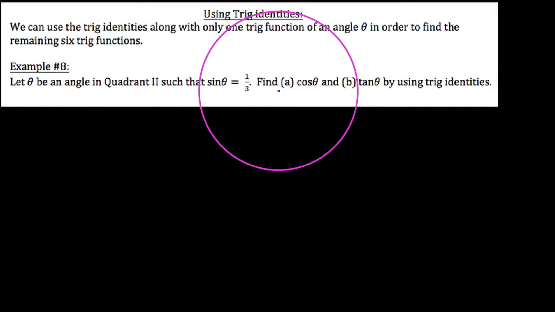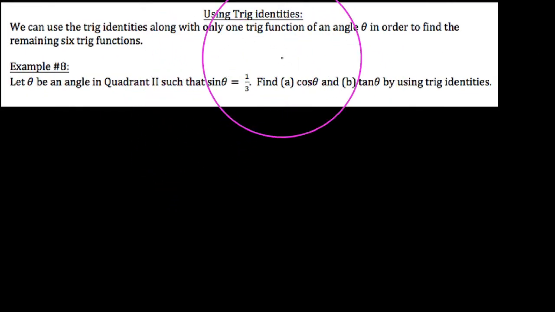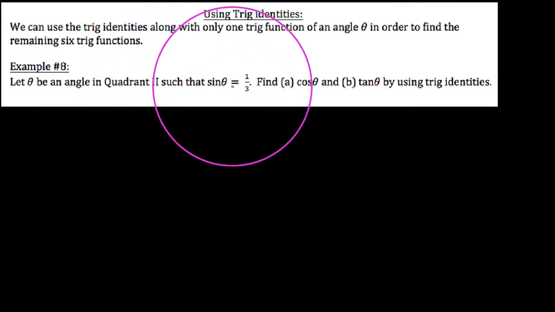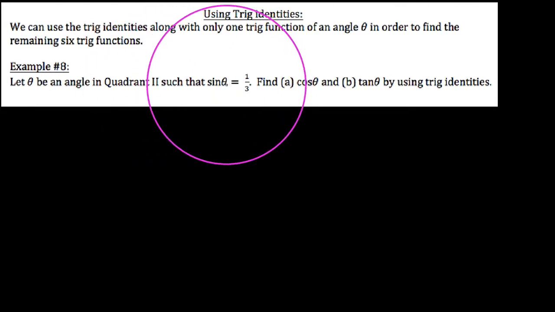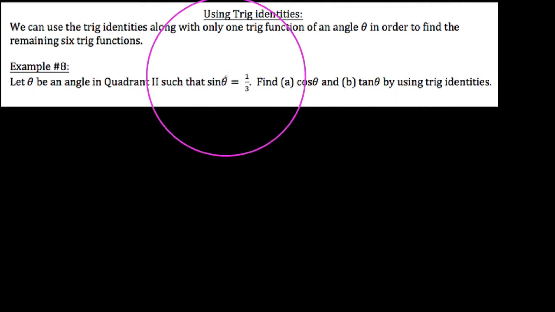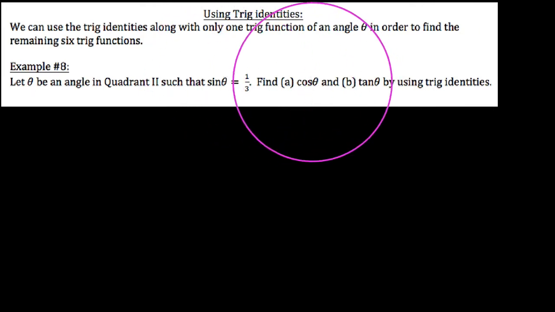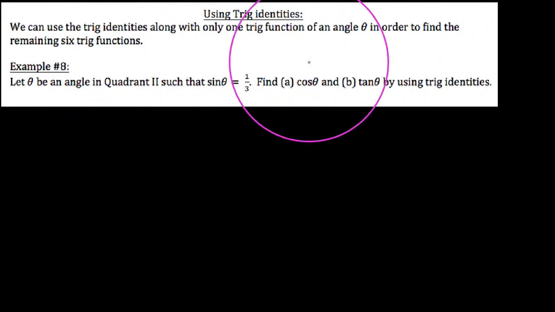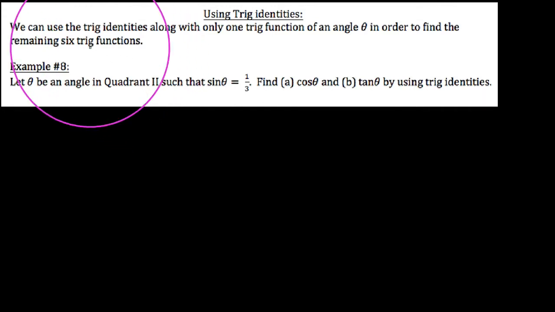This is, I'm happy to say, a very quick video on using trig identities in order to know the value of the trig function of an angle and find other values, or remaining values, or just desirable other trig function values of that angle. So what we're going to do is use identities along with only one trig function of an angle theta in order to find the remaining six trig functions, possibly.